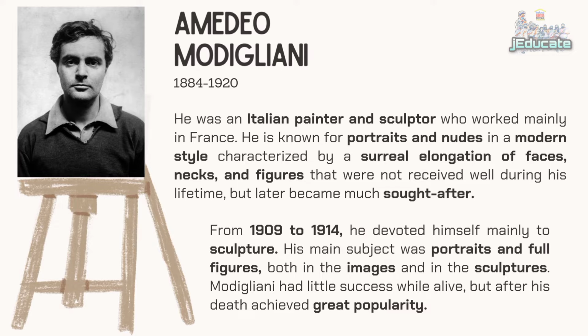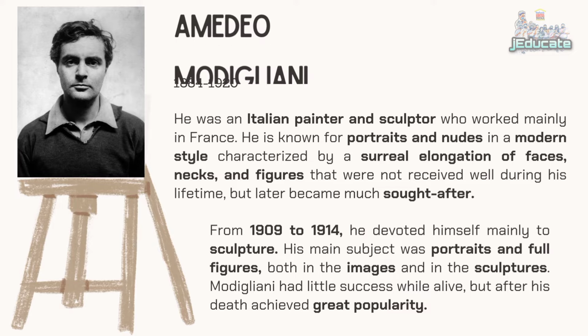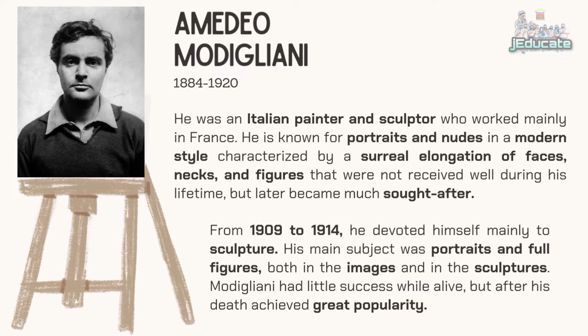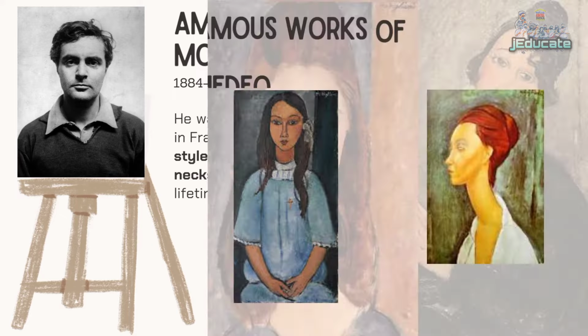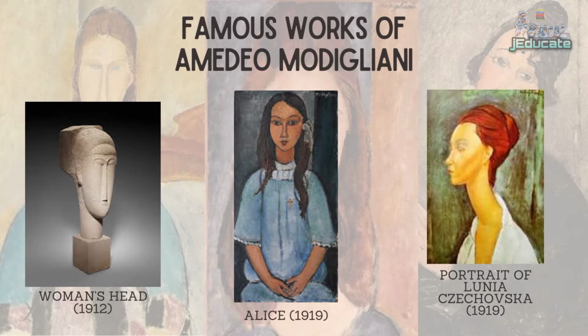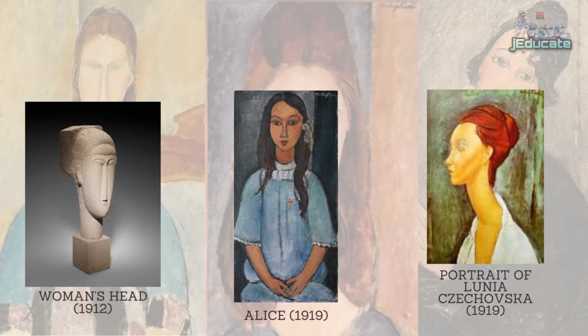From 1909 to 1914, he devoted himself mainly to sculpture. His main subject was portraits and full figures, both in the images and in sculptures. Modigliani had little success while alive, but after his death, achieved great popularity. Famous works of Amedeo Modigliani: Woman's Head, 1912, Alice, 1919, Portrait of Lunia Czechowska, 1919.